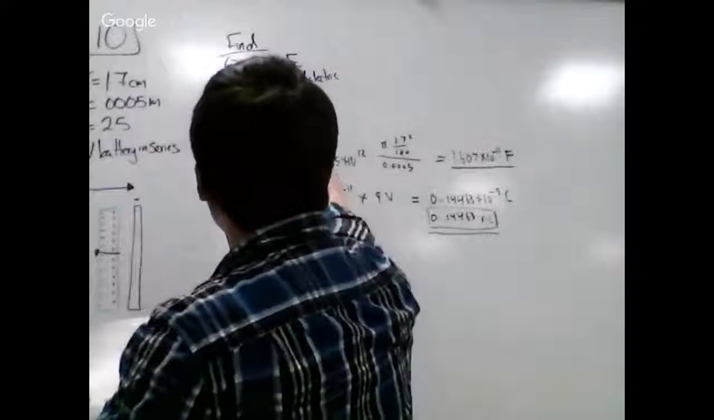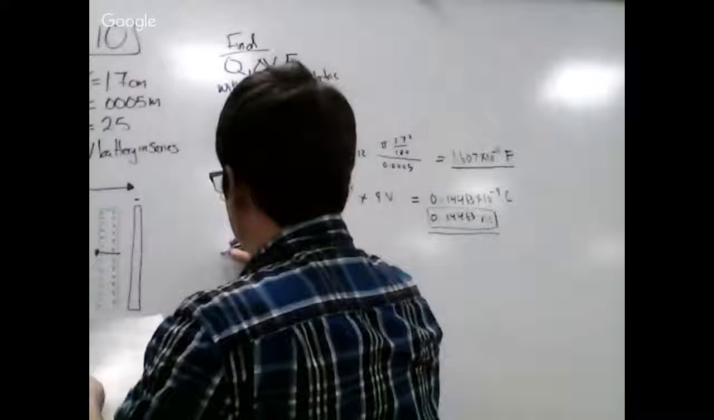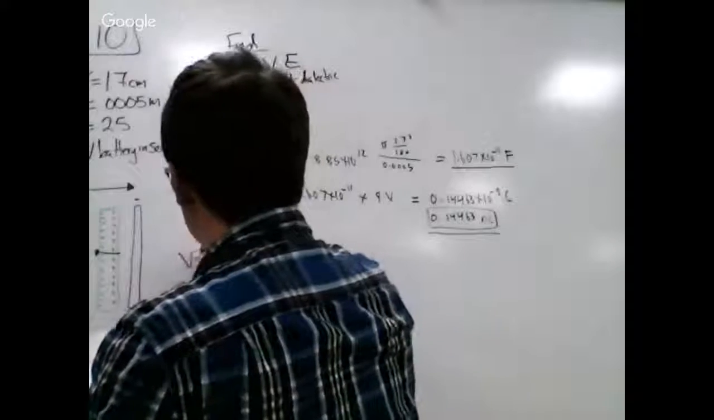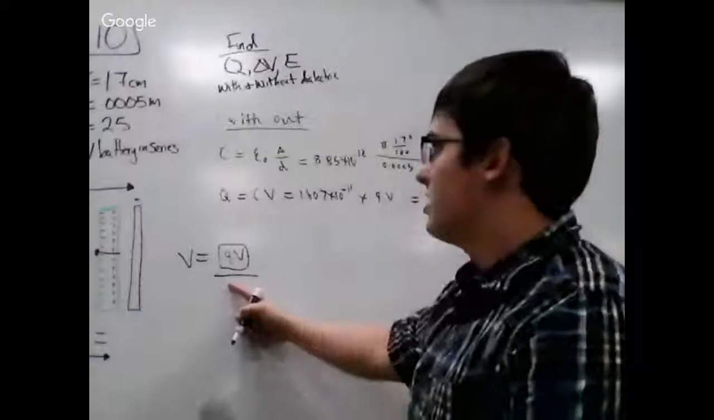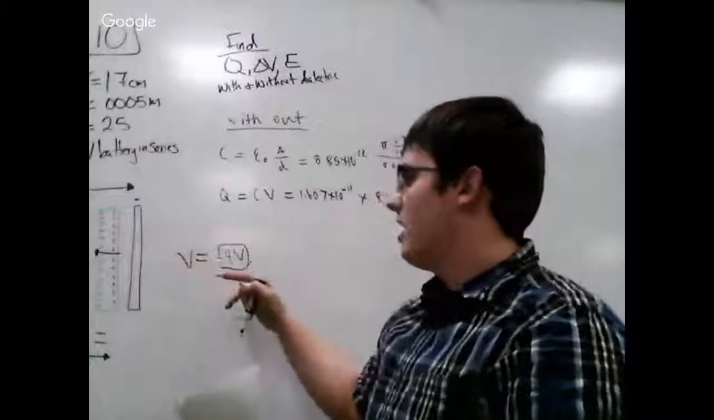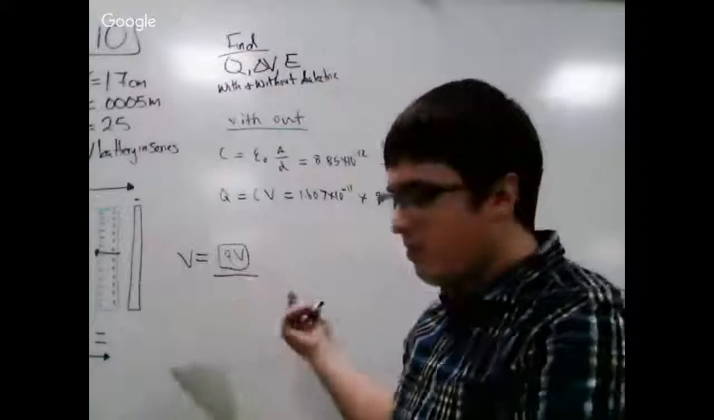Then our voltage, or our potential, is just going to be equal to 9 volts. This is because without the dielectric, it has to be equal to what the battery is sending into it.